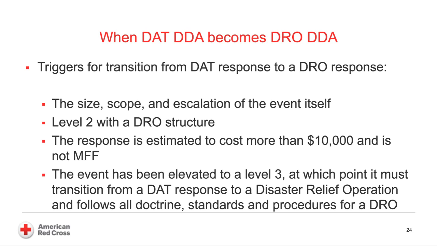And sometimes it's hard to tell if that's starting to make that transition, and other times, right, we recognize that the size of that event is much larger than a typical DAT response. Some of the other ways we'll see that transition and a trigger for us to move from a DAT response with DAT damage assessment to a DRO is when a level 2 that we are conducting has a DRO structure that has been placed into it. When we talk about a DRO structure, a disaster relief operations structure, what we mean is that we've put into place positions that really start to make it look more like a DRO.